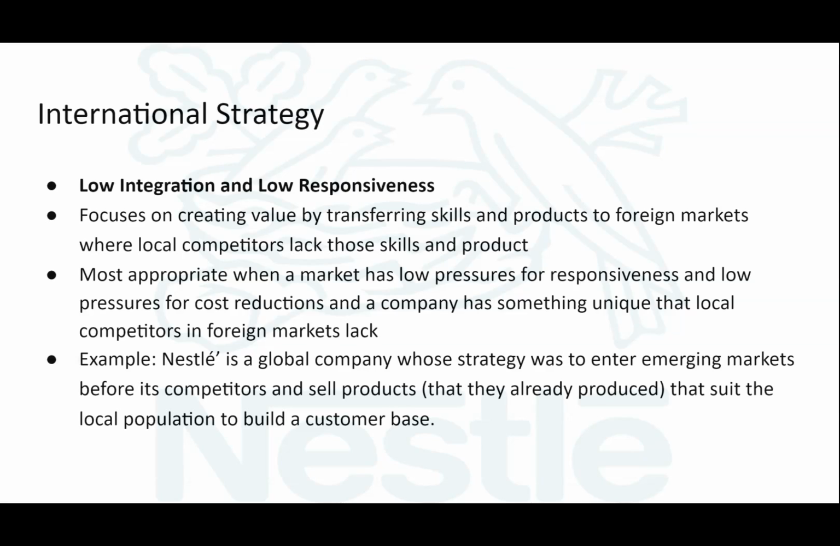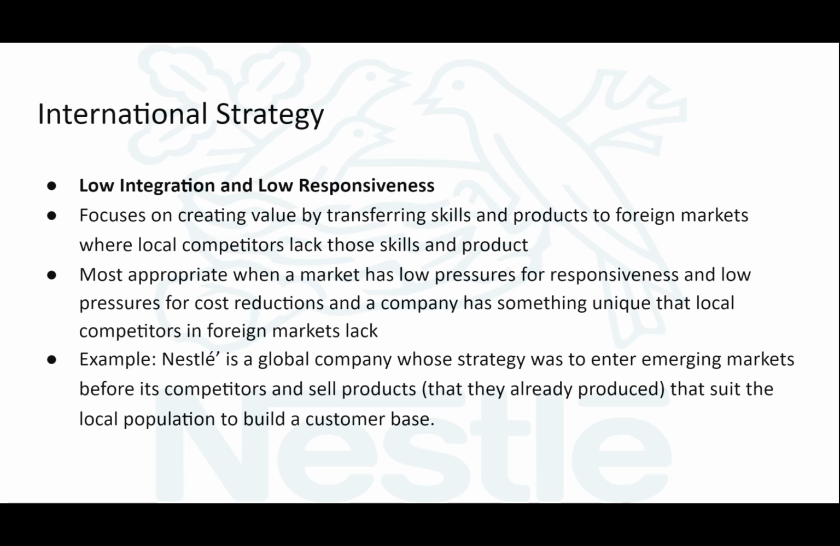Lastly, we will be discussing international strategy, which has low integration and low responsiveness. This is when a company takes products first produced for their domestic market and sells them internationally with only minimal local customization. This focuses on creating value by transferring skills and products to foreign markets where local competitors lack those skills and product. It is most appropriate to use when a market has low pressures for responsiveness and low pressures for cost reduction, and a company has something unique that local competitors in foreign markets lack.